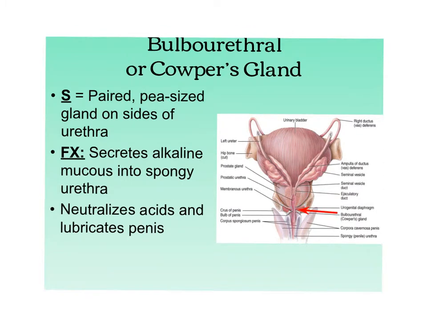And the last accessory structure in the male anatomy is the bulbourethral or Cowper's glands. They're located right there, inferior to the prostate and to the urinary bladder. Their secretions are alkaline, so they have a pH greater than 7. 7 is neutral, below 7 would be acidic. It helps to neutralize the acids that are still present in the urethra from urine, because urine has an acidic pH, and also helps to lubricate the distal end of the urethra within the penis.